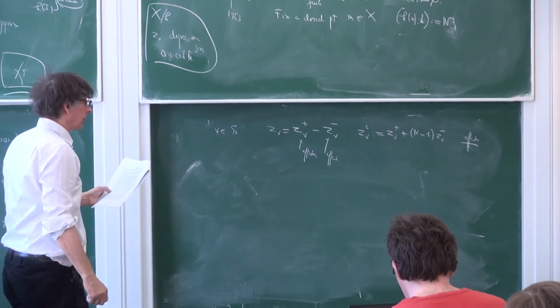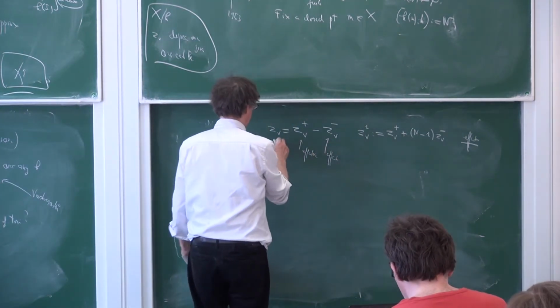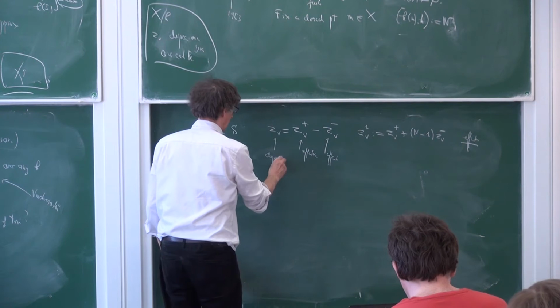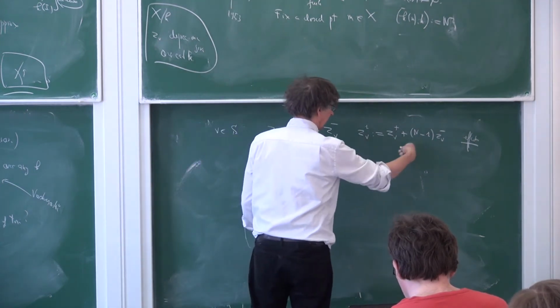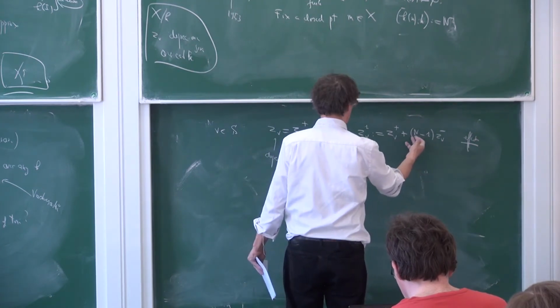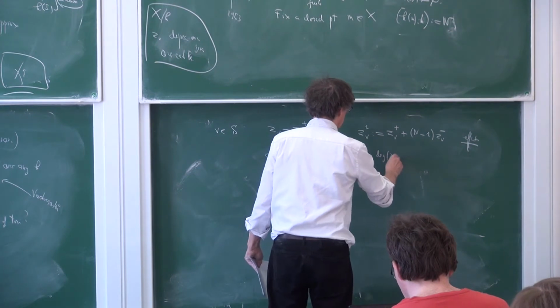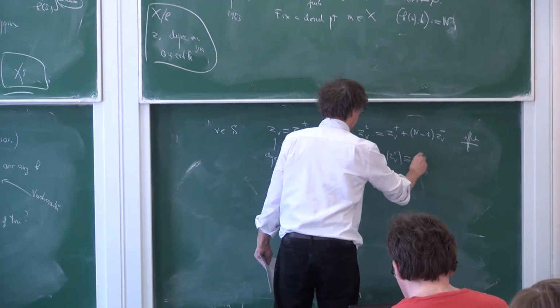What does it mean? Z_v was of degree 1, and this is of degree 1. But now we look at an effective cycle, of whatever degree, since we've added this (n minus 1) Z_v^-. But the degree of Z_v^1 is congruent to 1 mod n.